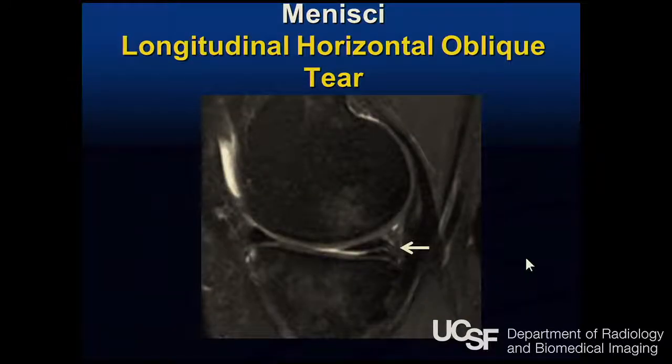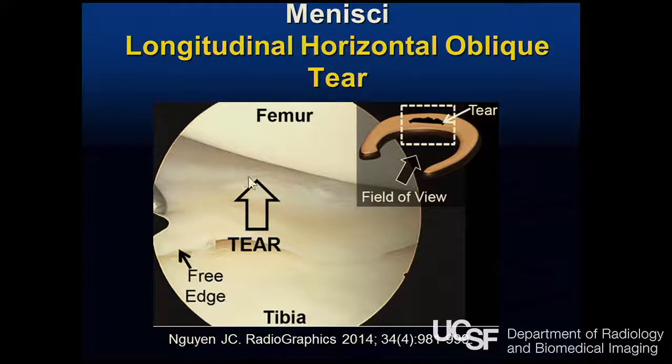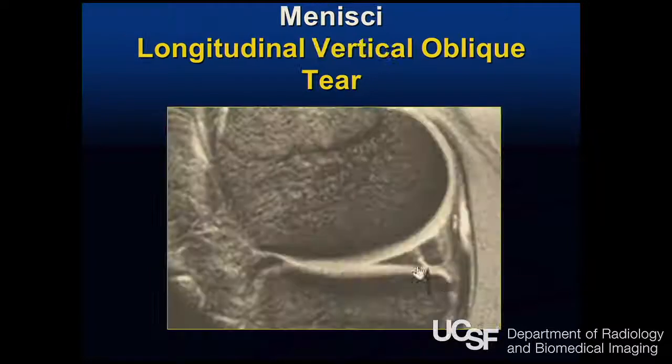But let's start with the longitudinal horizontal oblique tear. This is what we see most commonly. You can see in the posterior horn of the medial meniscus, there is longitudinally oriented fluid intensity signal, and it's violating an articular surface. Now, this could violate the superior meniscal surface, the inferior meniscal surface, or the peripheral meniscal surface. In any case, this is a longitudinal horizontal type tear. This is what it may look like to our arthroscopic colleagues, but again, a longitudinal horizontal type tear on arthroscopy.